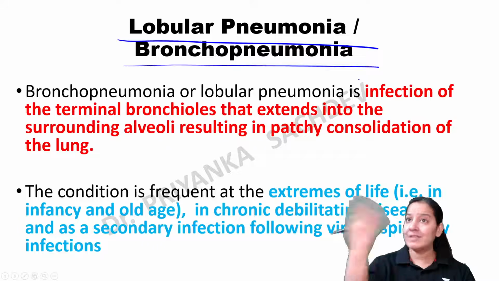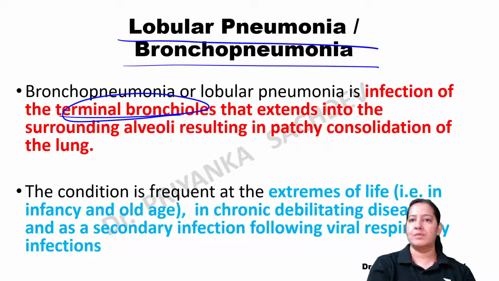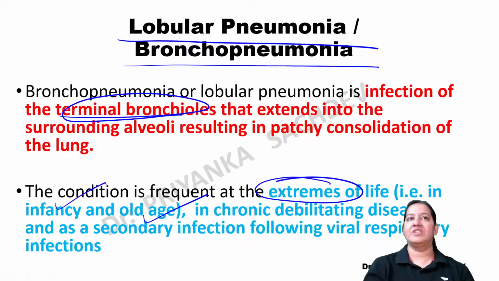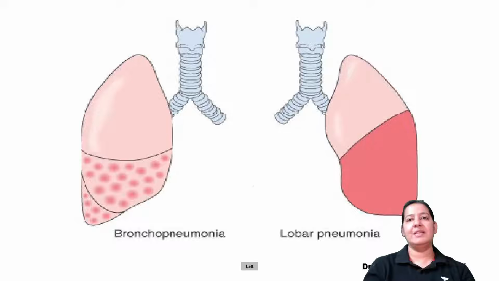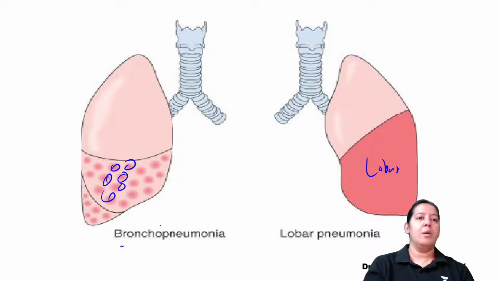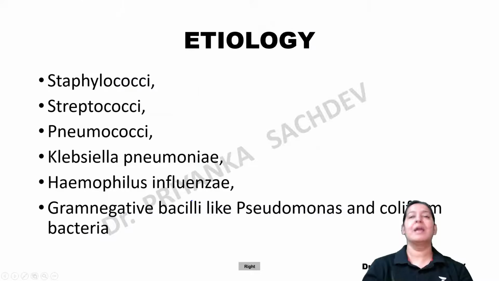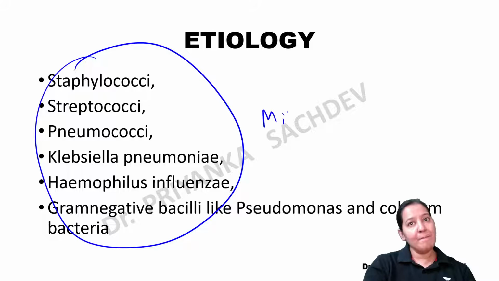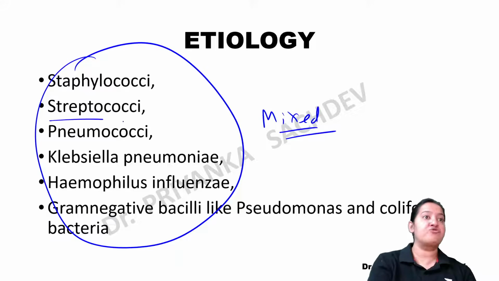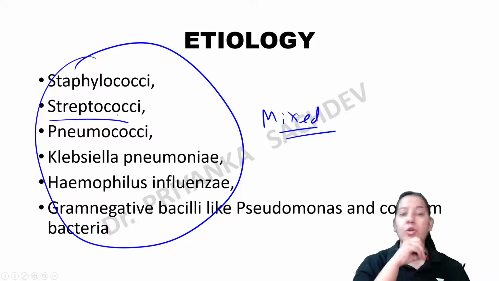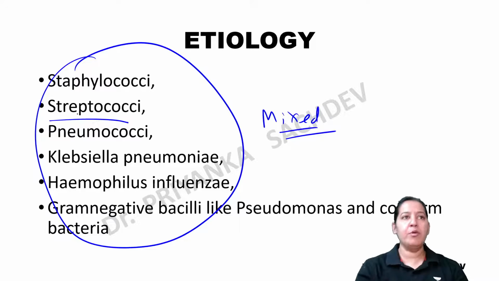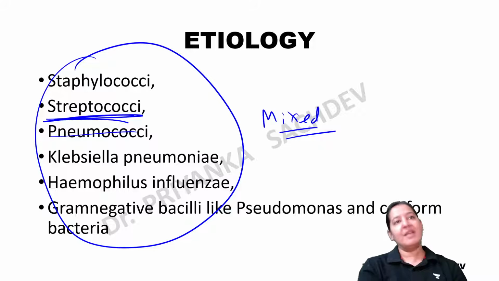Here, the lobule is involved. Lobule means 3 to 5 terminal bronchioles, right? It does not occur in adults. It occurs in extremes of age, either in infancy or in old age, right? And you can see the difference. This is lobar, it is diffuse. This is lobular, which I'm teaching you now. Bronchopneumonia, it is patchy. The same occurs with the X-ray also. Here it is due to mixed infection. It is not 90% due to Streptococcus pneumoniae like lobar pneumonia was. In lobar pneumonia, the most common organism is Streptococcus pneumoniae or Pneumococcus, one and the same thing, right? But here mixed infection is there.